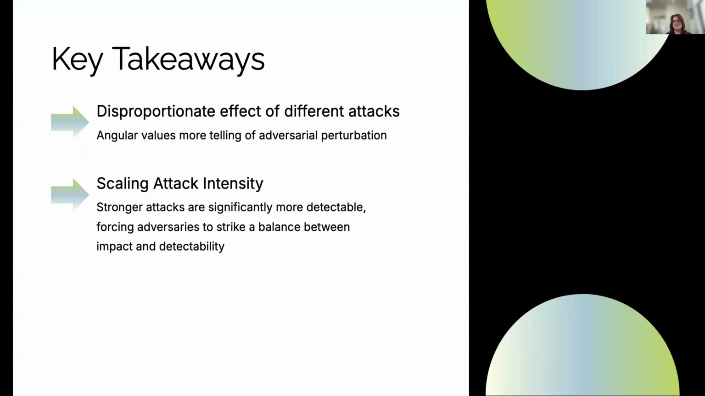So here are some key takeaways and implications from my findings. First, I found that there's a disproportionate effect of different attacks on different modalities, as angular values were more telling of adversarial perturbation than velocity values. I also saw that stronger attacks were significantly more detectable, which forces adversaries to strike a balance between impact on model performance and detectability. Next, I'll go on to describe some future work that we could look into.